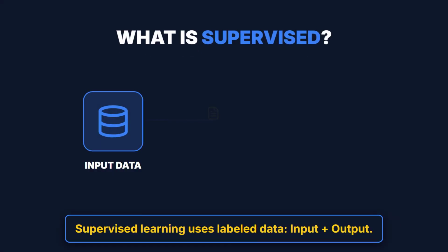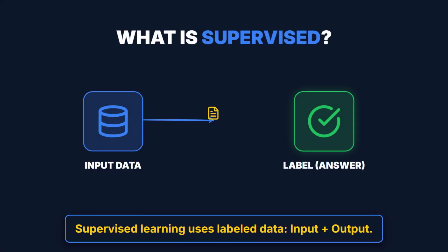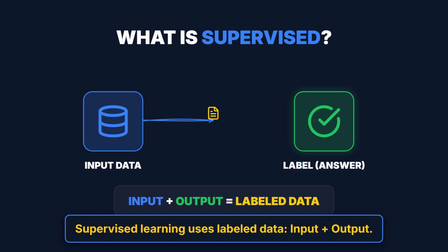Supervised learning is when a model is trained on a labeled dataset. A labeled dataset has both input and output information. The algorithm learns to map the input to the correct output using training and validation data.